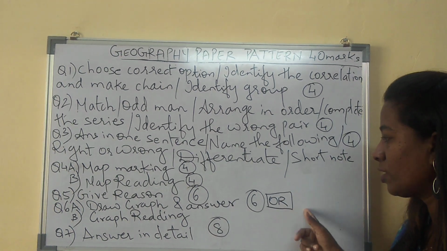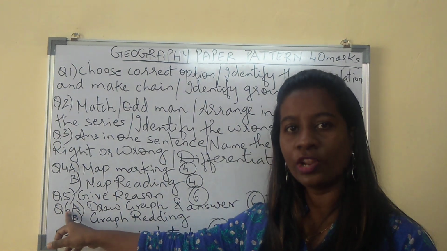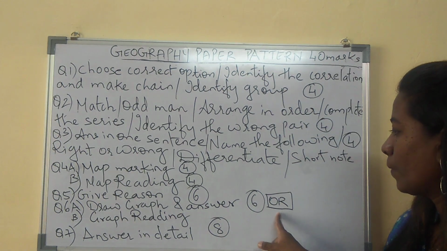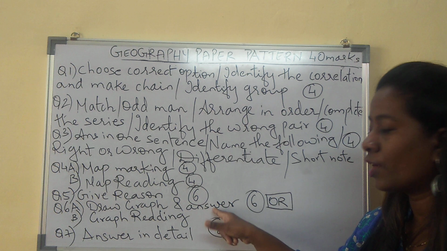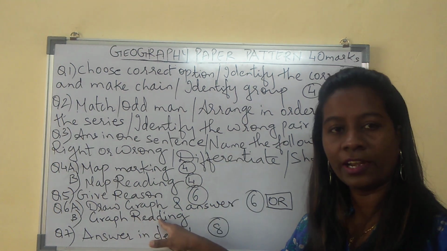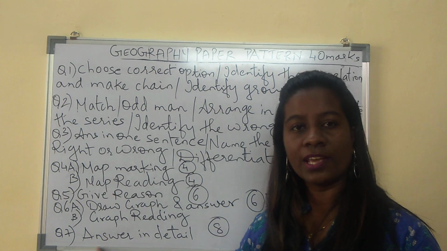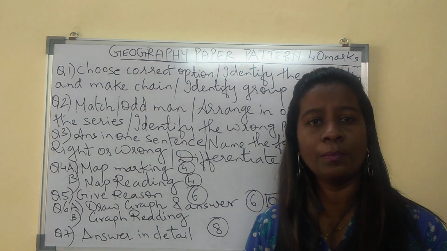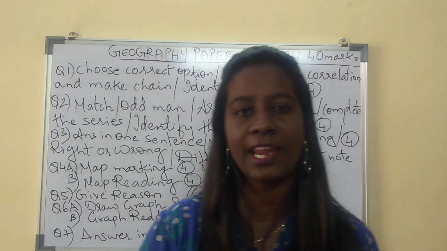Now there is an option in this. Either you can do question number 6a, or you can do question number 6b. That is graph reading. You can either draw the graph and answer, or you can do the graph reading. It carries 6 marks. And the last question you can see is answer in detail, that is answer in brief. You have to write any 2 questions, and that carries 8 marks.